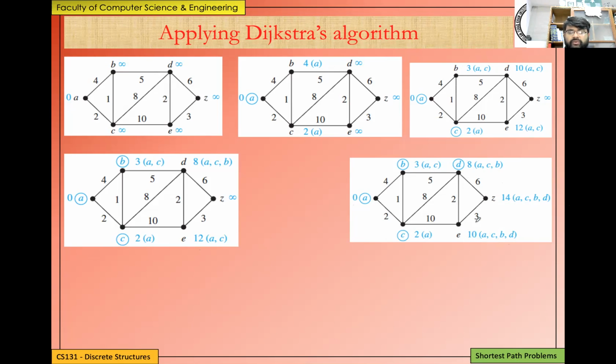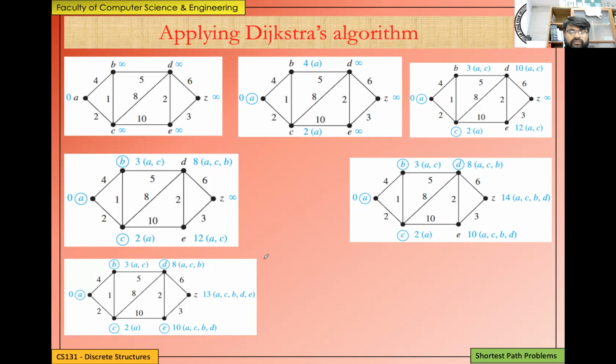So next, the lowest path is basically E, right? So you select E, and with E, the only thing that you can update is possibly Z. And if you update Z by taking this 3, we notice that now the distance is 13, A, C, B, D, E. The only node that is left is Z. And once you take the next Z, we know that the path in the next step is going to be basically A, C, B, D, E, and Z.